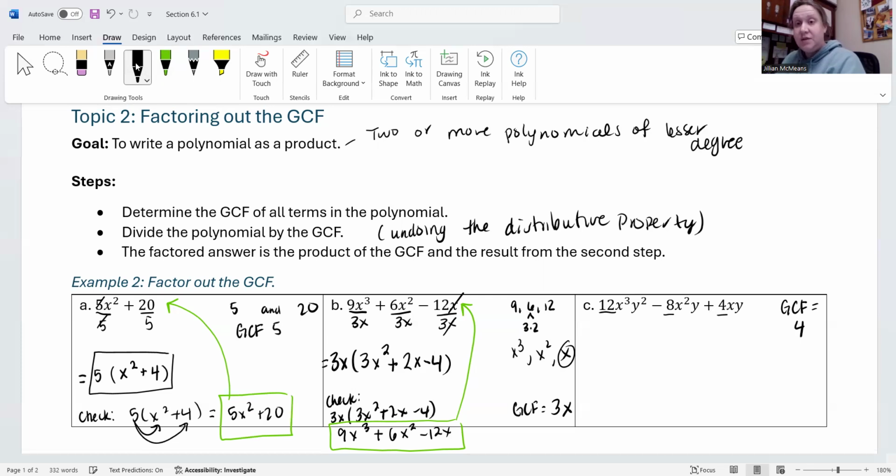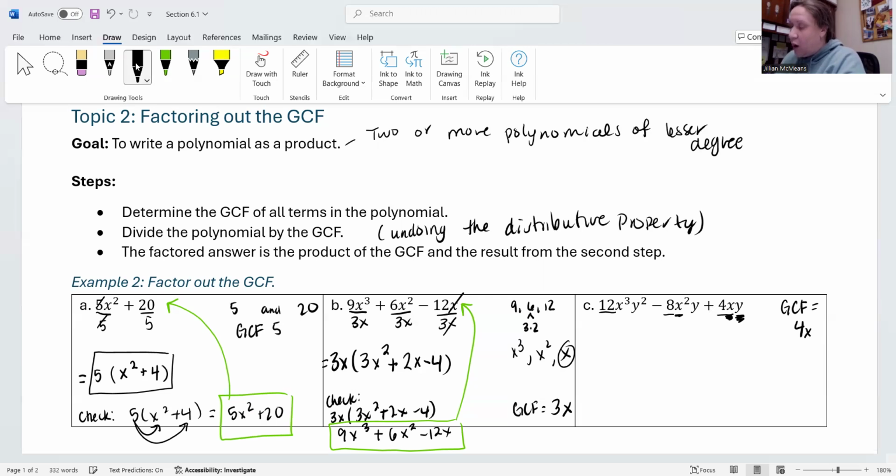Now let's look at the x's. Do all three terms have x's in common? Yes. We need to find the smallest number they all have in common, or well, really the greatest number they all have in common, which ends up being the smallest exponent. So right here, I see that I have one x in my 4xy term. I also have an x in 8x squared y. I also have an x in 12x cubed y squared. So my GCF has an x.